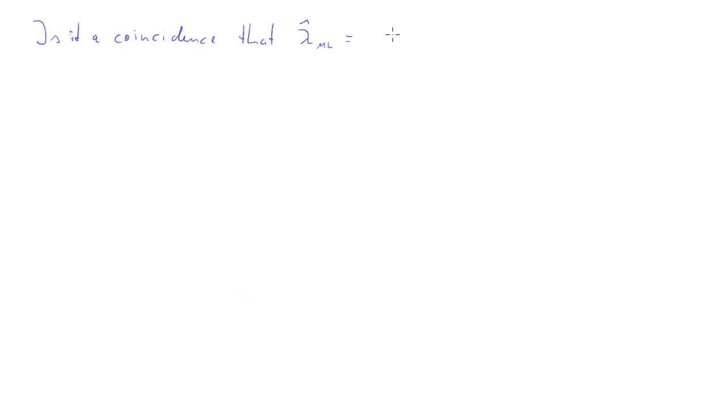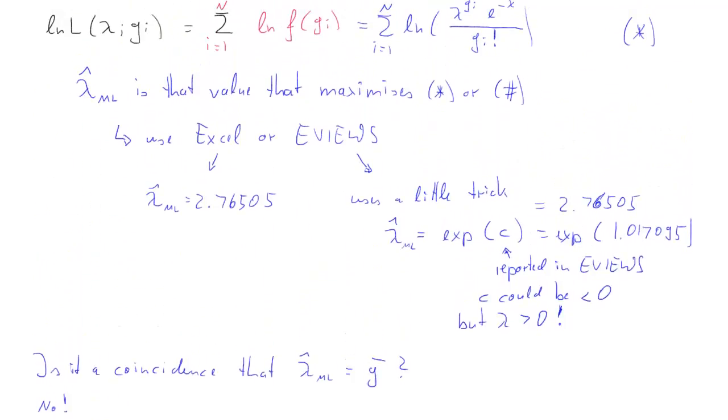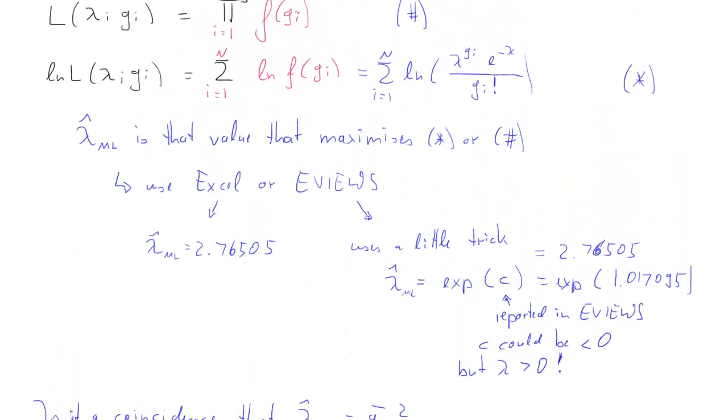Now, is it a coincidence that that maximum likelihood estimator of lambda is equal to the average number of goals? And the answer to this is going to be no. And to show this, we actually do a little bit of algebra. And that will also perhaps give you a deeper insight into what maximum likelihood does. We'll start out with our log likelihood function, okay, with this beast here.